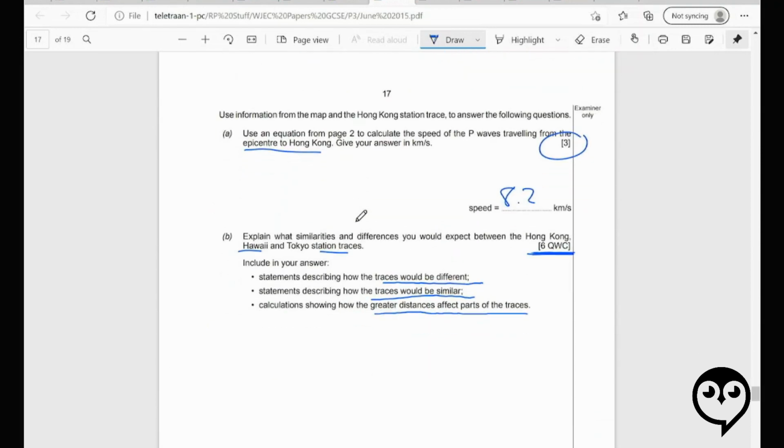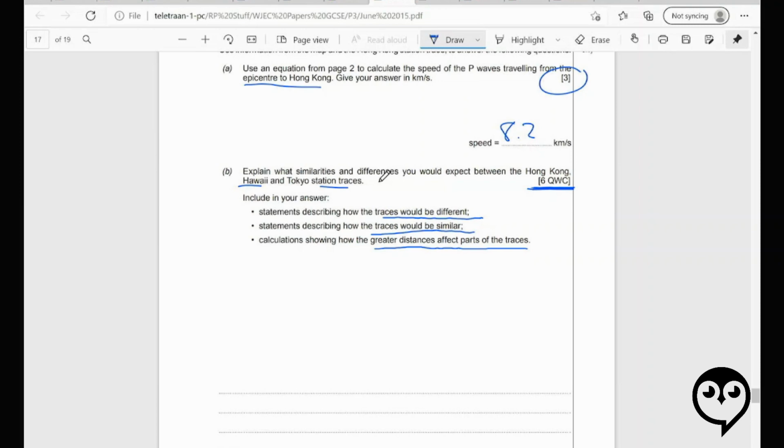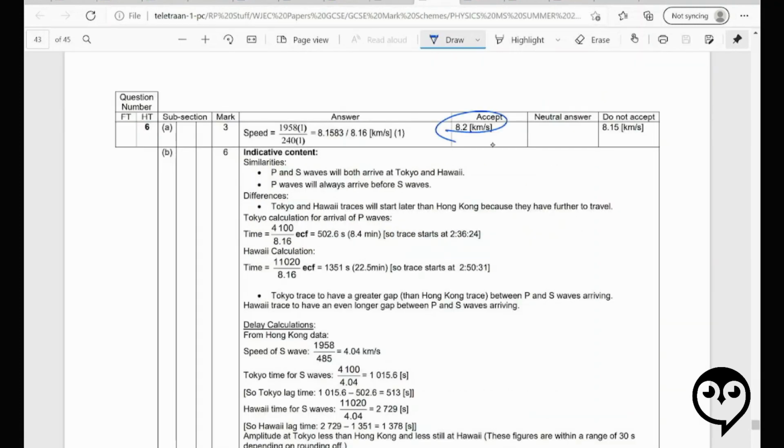This is a really nice QWC question for you, because it's telling you 3 things you can do. Whenever you got some calculations in those questions, that just makes it really nice. Let's have a look. Right, so yeah, we got 8.2. Maybe I was a little overzealous on the units. I think, do not accept 8.15, but 8.16 rounded up. I guess they like 3 sig figs. Make sure you know what your exam board's looking for.